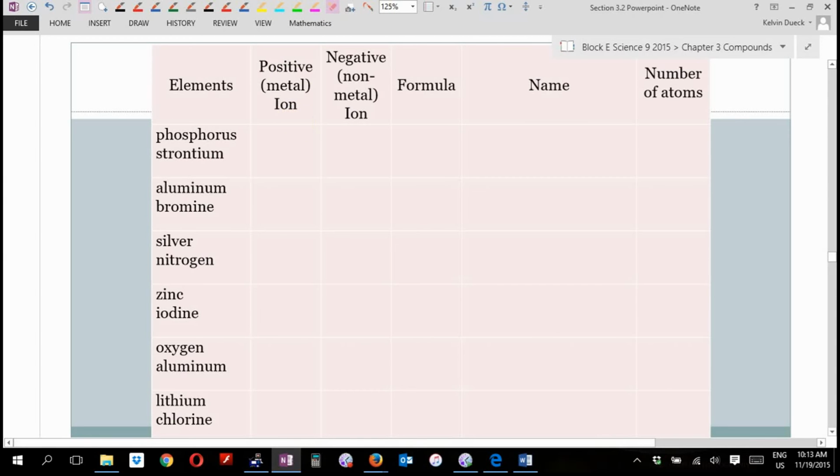I don't want to write strontium. What's its abbreviation? Is it ST or SR? SR? Okay. So I'm going to go like this. SR. And you know what? I'm going to put its ion charge here. What's the ion charge for strontium? Phosphorus is the nonmetal. That one I've already memorized by now is P. What's its ion charge? 3 negative. What's the formula going to be?